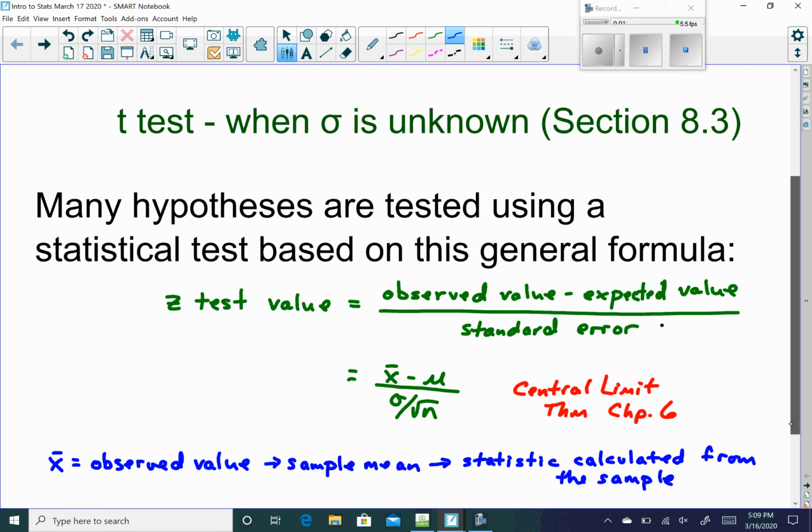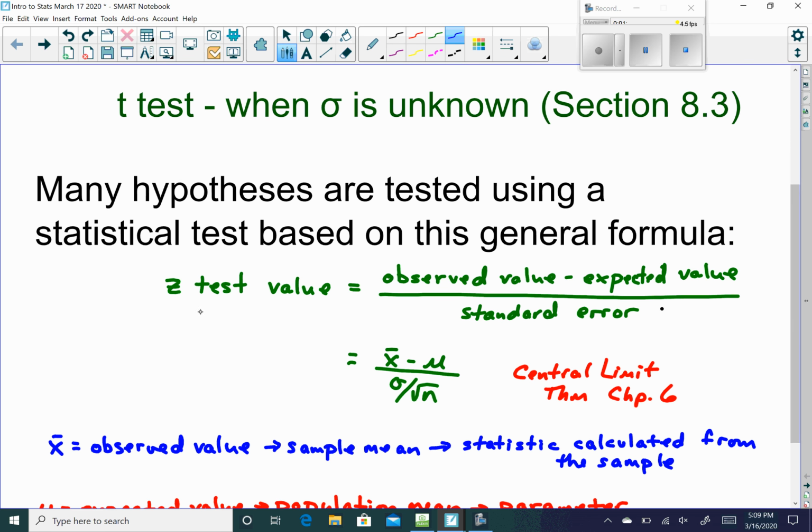Alright, so the general formula we're going to use to find the test value. If you remember, we wrote out 5 steps for hypothesis testing last week, and one of those steps was to calculate the test value. So this is the general formula we're going to be looking at. It's the observed value minus the expected value over the standard error. Or translated into symbols, we have x bar minus mu divided by the standard error, which is the population standard deviation over the square root of n.